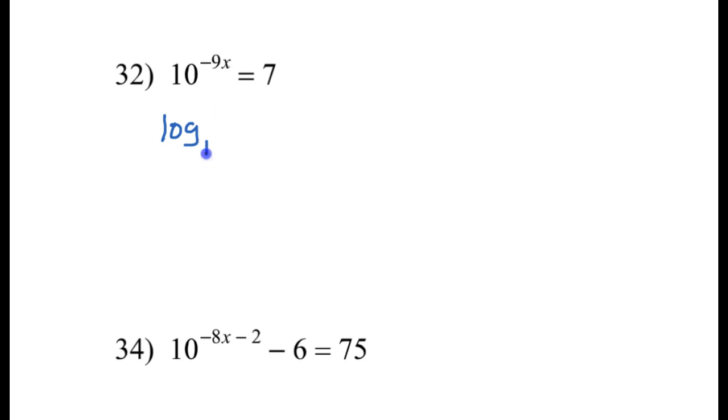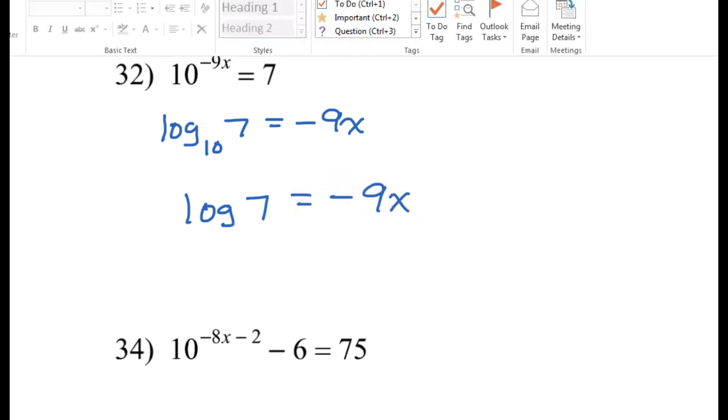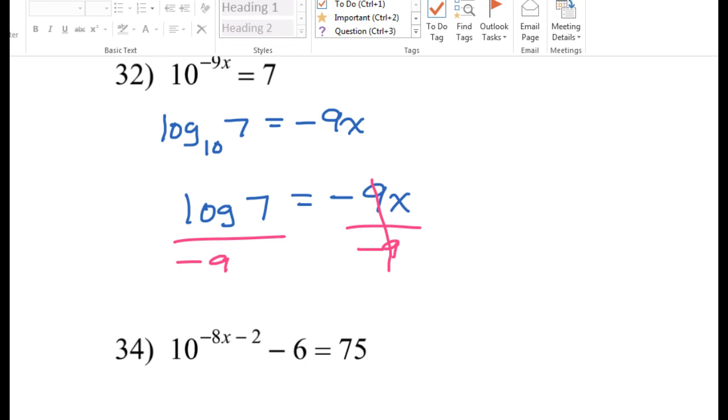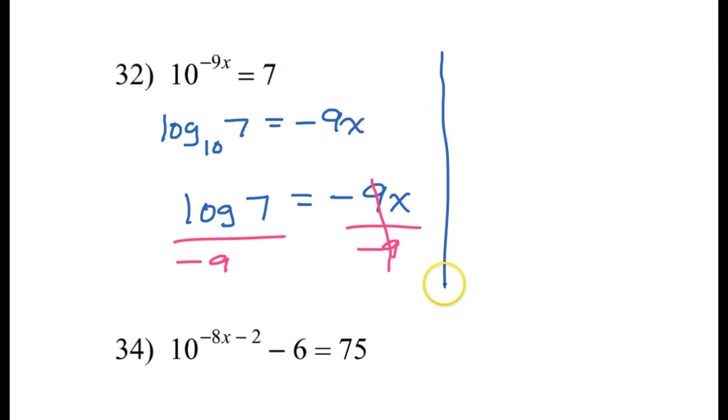So this would be log base 10 of 7 is equal to negative 9x. Of course, we don't write the base 10, so I'm just going to say log 7 is equal to negative 9x. This is the quickest way. And then just divide both sides by negative 9. And you're done. That's really all there is to it. Now you would get the same answer if you did the log of both sides or something, but this is by far the quickest.